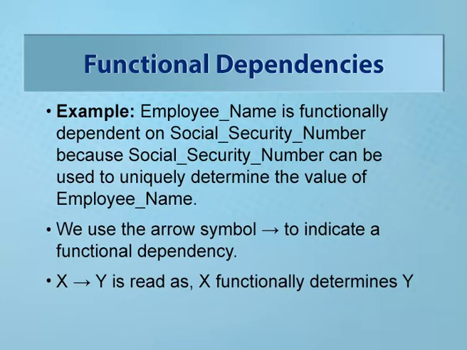So this particular field is acting as if it is determining the other field also. And the way we interpret this is using an arrow symbol. X forward arrow Y can be read as X functionally determines Y. Here I can interpret X as SSN and Y as employee name. SSN functionally determines employee name. In this way we can write the functional dependencies.